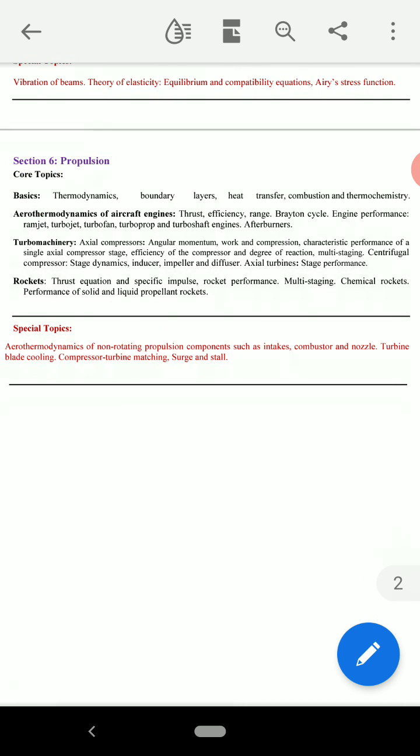axial compressors, angular momentum, work and compression, characteristic performance of a single axial compressor stage, efficiency of the compressor and degree of reaction, multi-staging, centrifugal compressor, stage dynamics, inducer, impeller and diffuser, axial turbines, stage performance, rockets, thrust equation and specific impulse, rocket performance, multi-staging, chemical rockets, performance of solid and liquid propellant rockets.